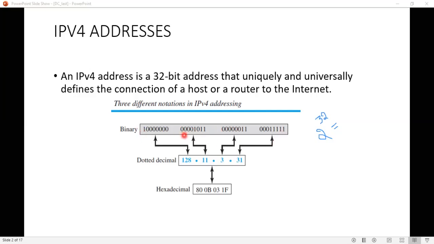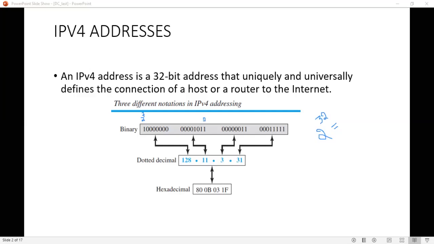This forms an address. The same dotted decimal notation is given here. So this is 128. Why is this 128? How? The first bit is 1 and the rest are 0. The positions are 2 raised to 0, 2 raised to 1, 2 raised to 2, 2 raised to 3, 2 raised to 4, 2 raised to 5, 2 raised to 6, and 2 raised to 7. What is 2 raised to 7? It is 128. Okay, that is your first byte. So in the decimal notation you represent it as 128 dot, and in the decimal notation we use this dot to separate the bytes.